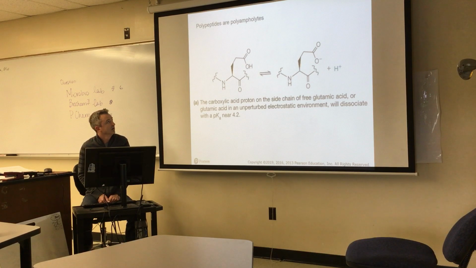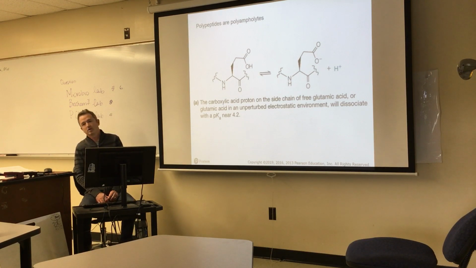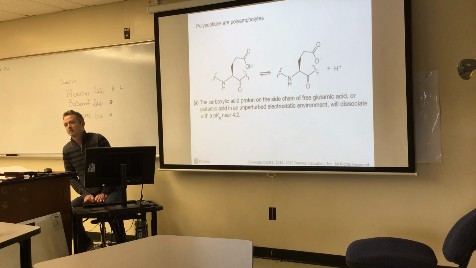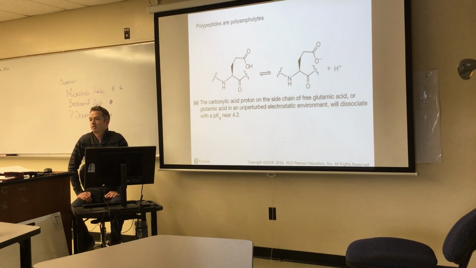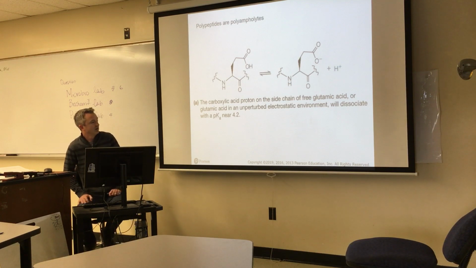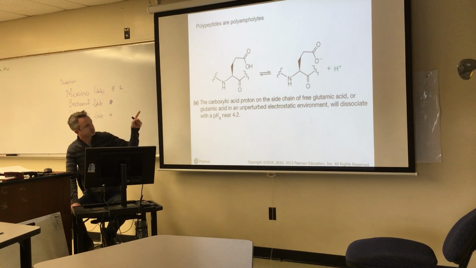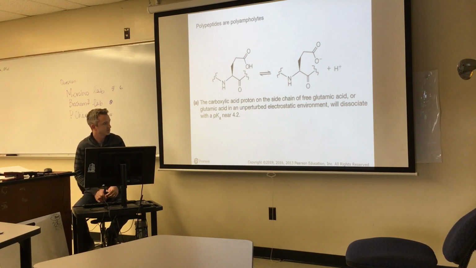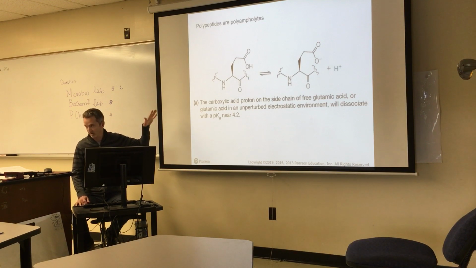Let's take a look. Polypeptides are polyampholytes. What are polyampholytes? We covered that in chapter 2. They can have both positively and negatively charged functional groups. Okay, so here the carboxylic acid proton on the free glutamic acid is dissociated, and you can see that up there. And that happens at 4.2. Now this is in an electrostatic environment that is not being manipulated right now.